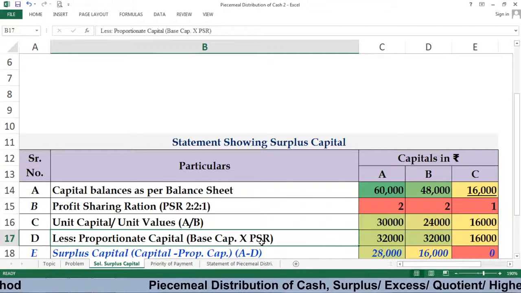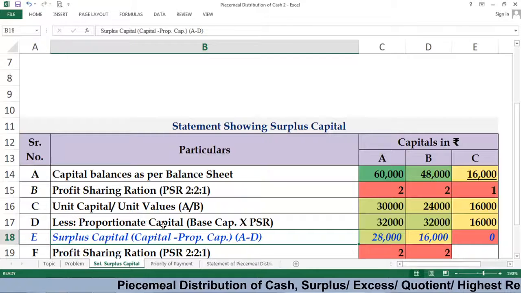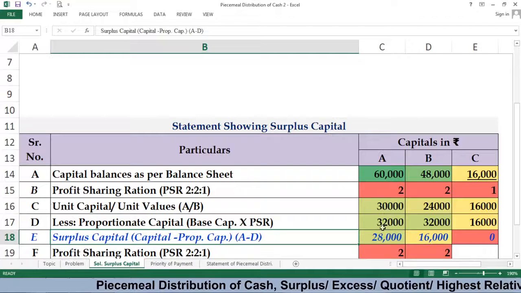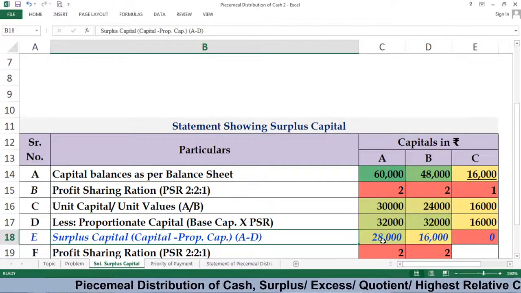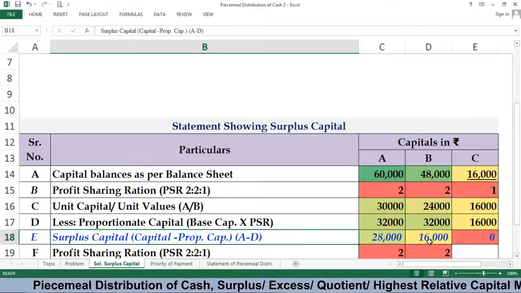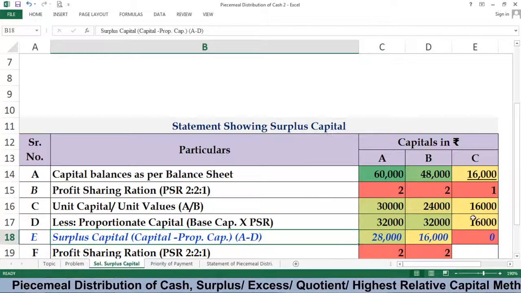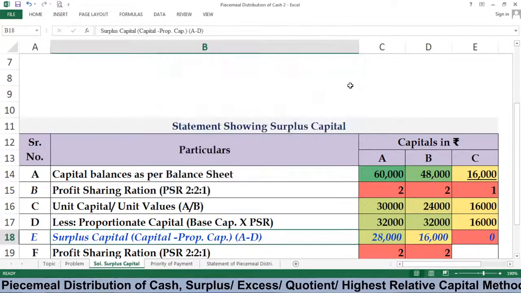Now we will calculate surplus. We can calculate surplus as capital minus proportionate capital, that is A minus D equals surplus capital. So 60,000 minus 32,000 comes to 28,000. That is the surplus of Mr. A is 28,000, and B's surplus is 16,000, that is 48,000 minus 32,000 comes to 16,000. And C's surplus will be nil, as 16,000 minus 16,000, the balance will be 0.